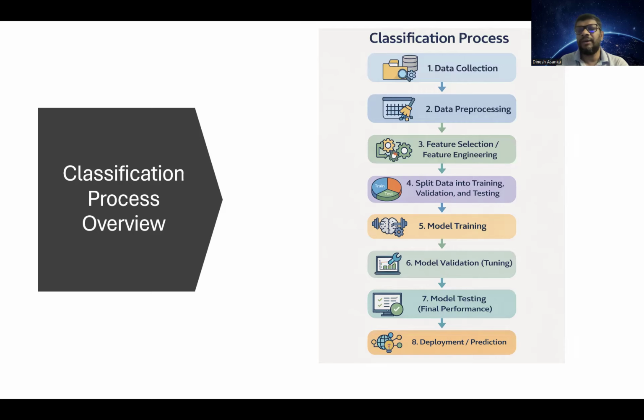So you can split your data into training, validation, and testing. In some cases, it is just training and testing. Most tools support training and testing, and some tools support training, validation, and testing. Then you train your model using different algorithms. It can be decision trees, naive Bayes, SVM, and so on and so forth.